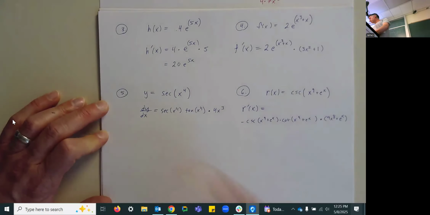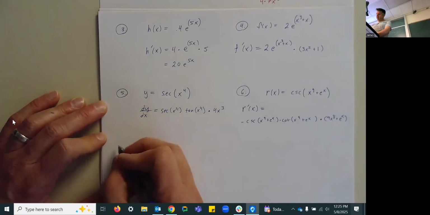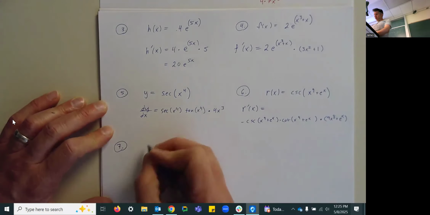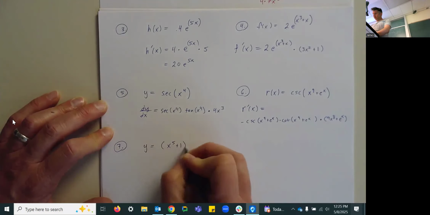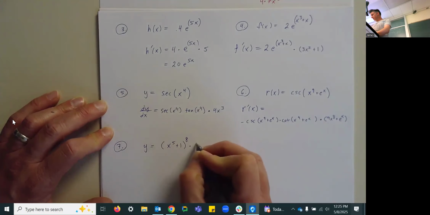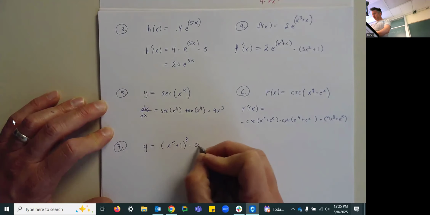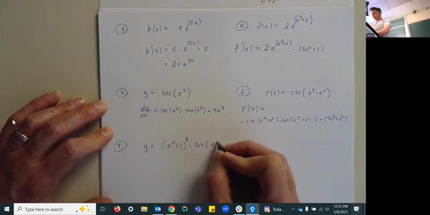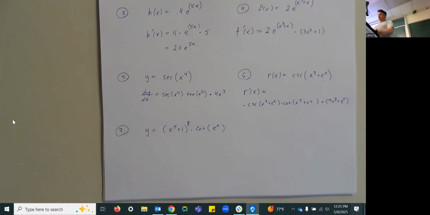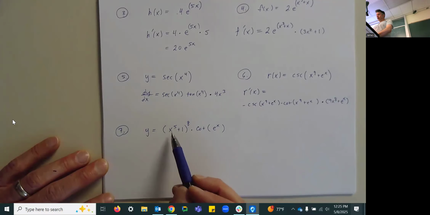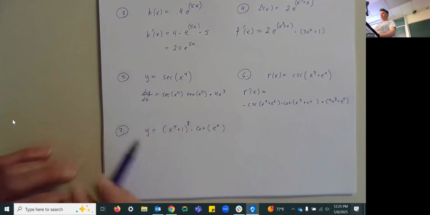So, for example, we could say, I want to find the derivative of y equal to (x to the 5th plus 1) to the 8th power times cotangent of e to the x. And now, in addition to the chain rule, we're also going to have to use the product rule. So what I see at the get-go here is that I have a function, (x to the 5th plus 1) to the 8th, times another function, cotangent of e to the x.